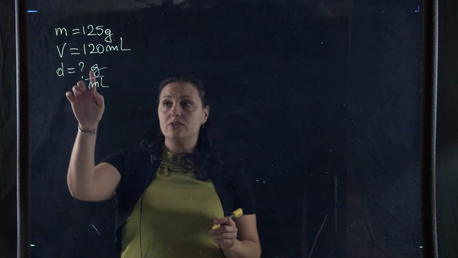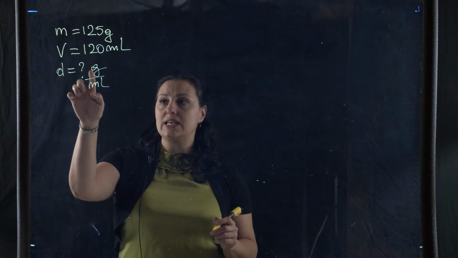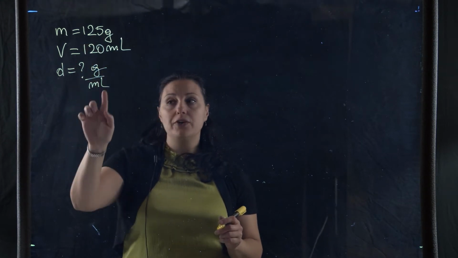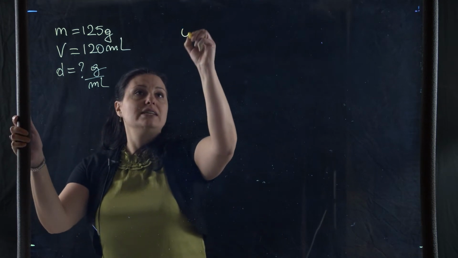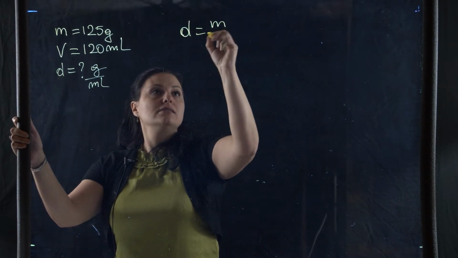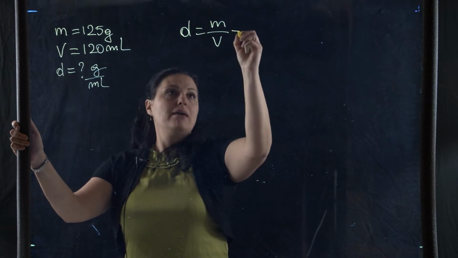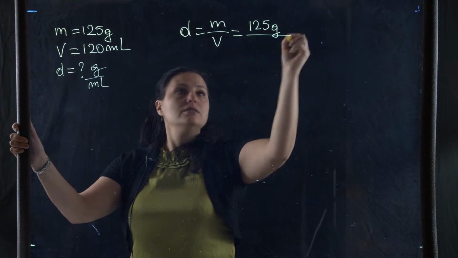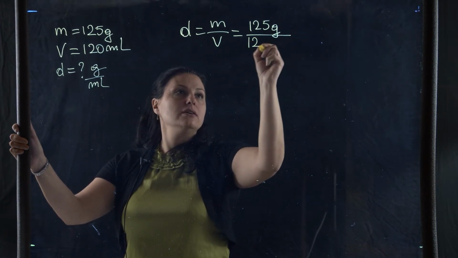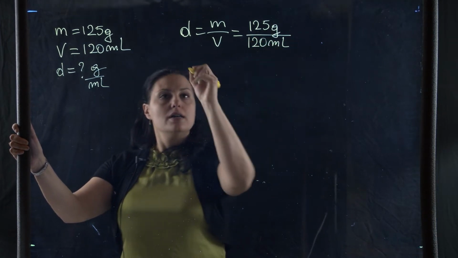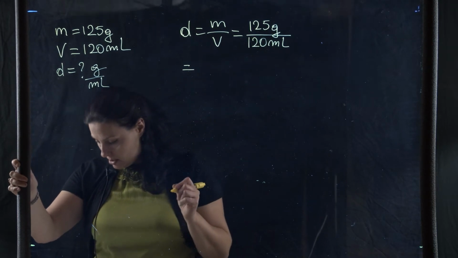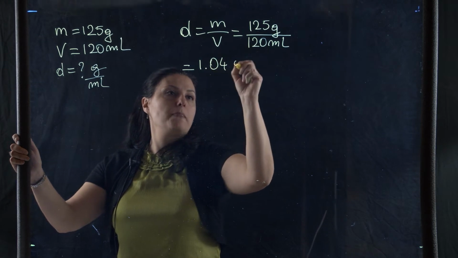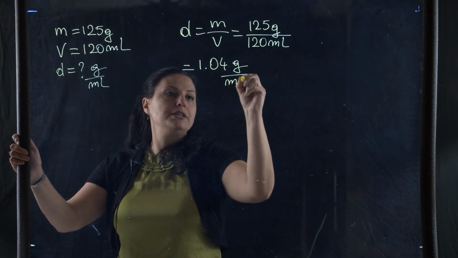Well, just by looking at the unit, it's asking me for the density in grams per milliliter. I have the mass in grams and I have the volume in milliliters. So I know that density is equal to mass divided by volume. My mass is given as 125 grams. Divide that by 120 milliliters. That will give me a little over, so 1.04 grams per milliliter.